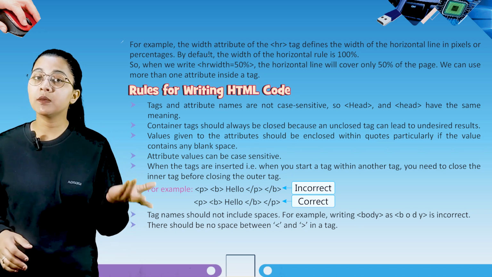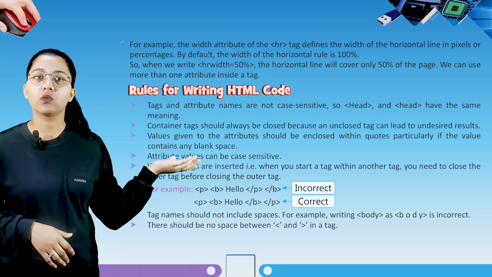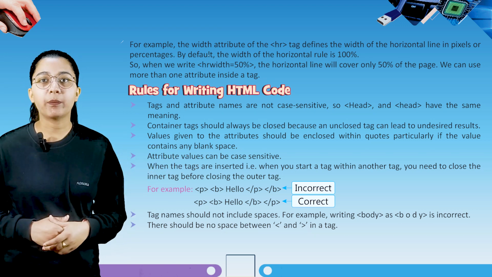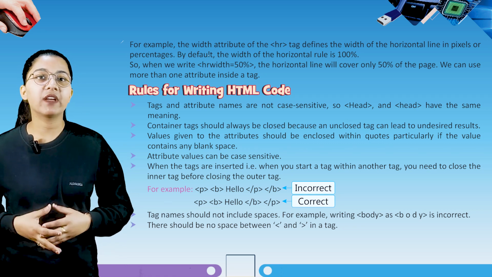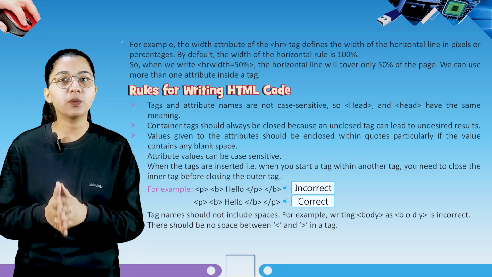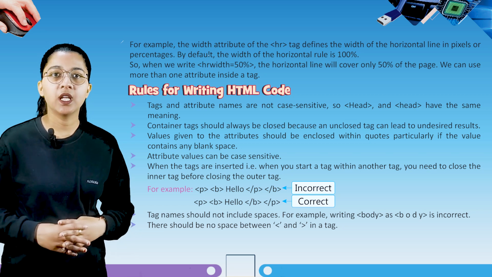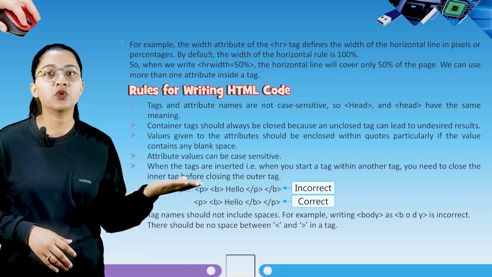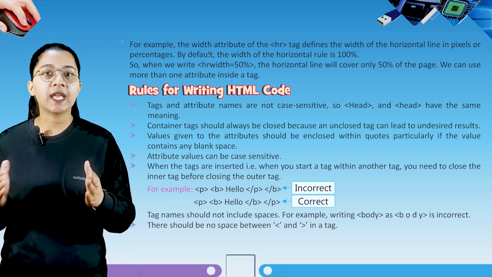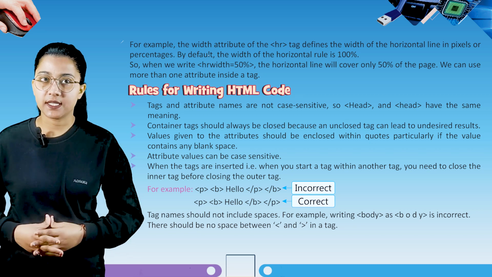So students, there are some rules we have to follow if you want to write HTML codes. So let's read our rules. Tags and attributes are not case sensitive, so capital head and small head have the same meaning. Next, container tags should always be closed because an unclosed tag can lead to undesired results. Next, value given to the attribute should be enclosed within quotes, particularly if the value contains any blank space. Next, attribute value can be case sensitive.